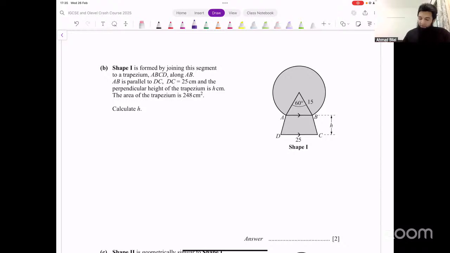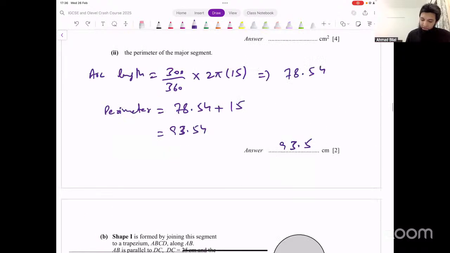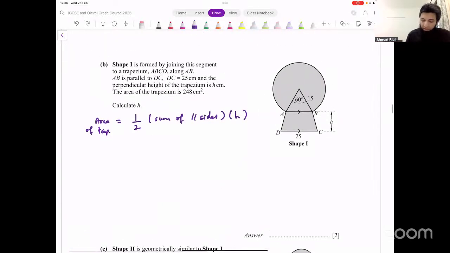Now the area of the trapezium is given to be 248. How do you figure out the length h, the height of the trapezium? That's h. Now what's the area of a trapezium? Area of trapezium is given by 1/2 into sum of parallel sides into height. That's h in this case. Now they're saying that the area is 248. Take care of the units, centimeter squared, and these are all centimeter. So the units are the same. That's not a problem. 248 equals 1/2 into sum of parallel sides.